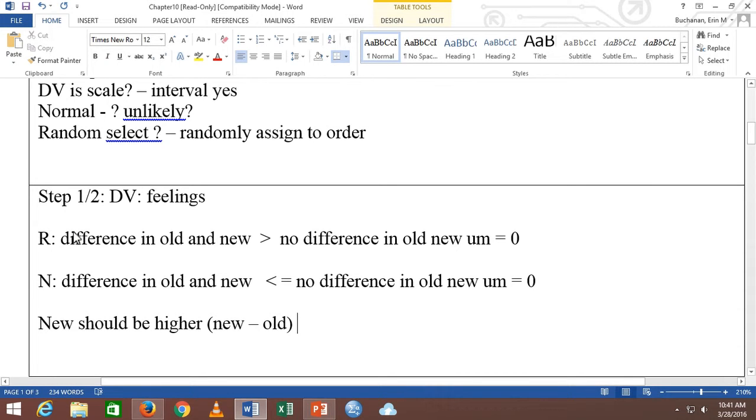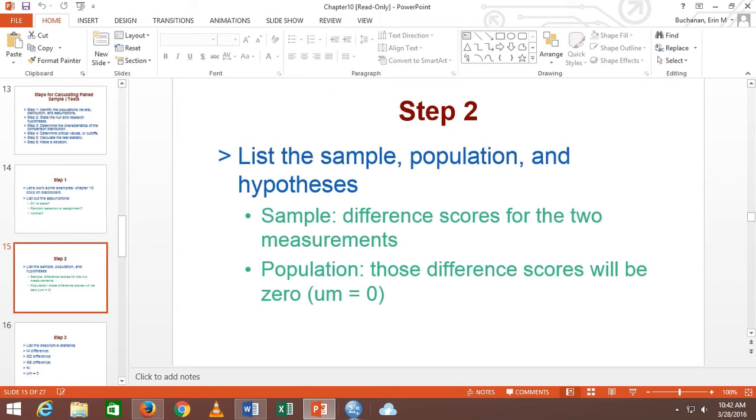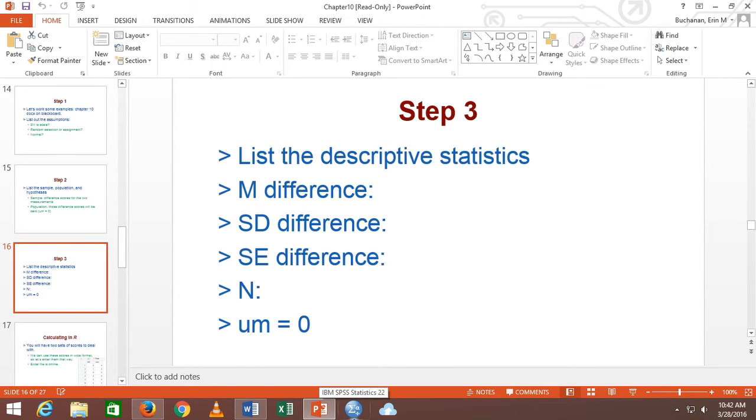Because if we did old minus new and we got a negative number, we would probably fail to reject even if we were right, just because of the way we subtracted them. I'd say that's probably the hardest part. So let's import the data and see if we can calculate some of these scores. We're going to get a mean difference score, because what we're really interested in is how different the scores are from 0. And then the standard deviation of the differences and the standard error of the differences.